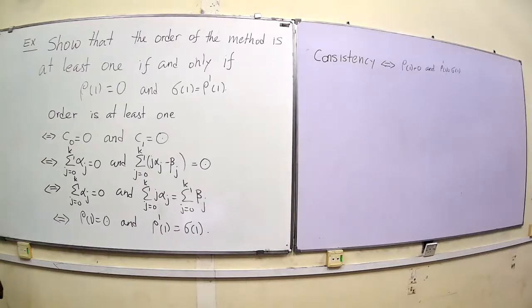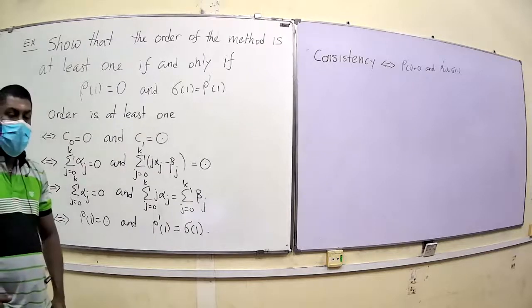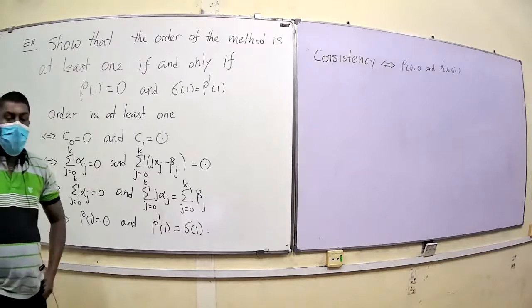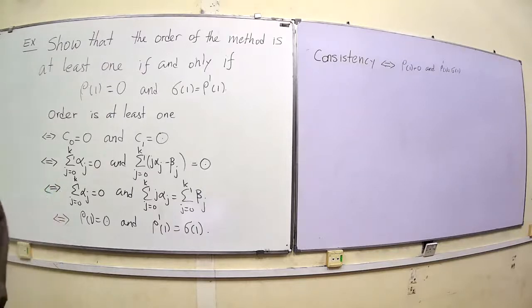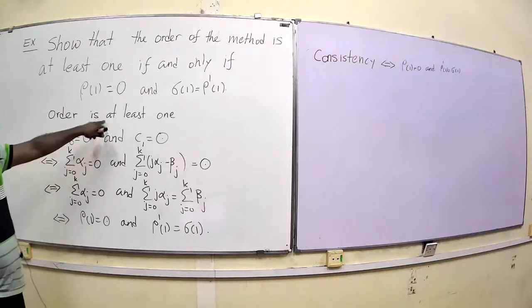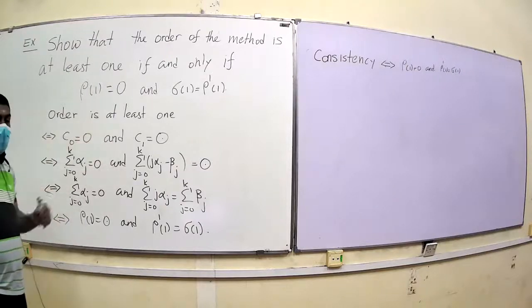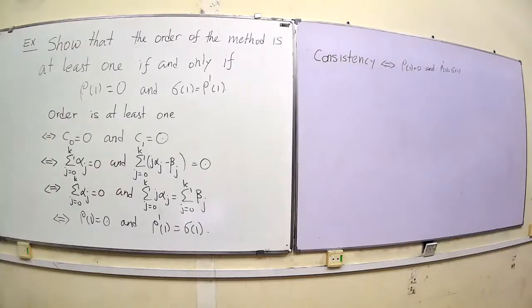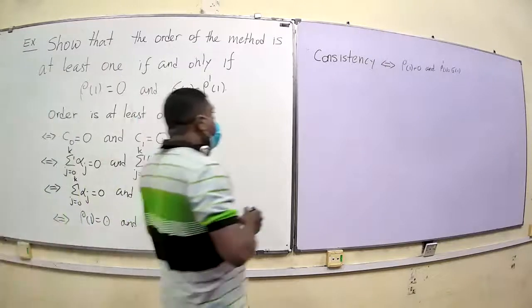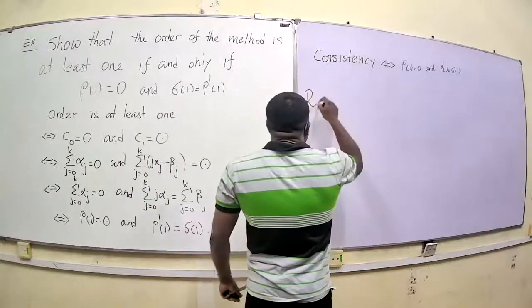So now we have a short way to check the consistency. Because there we proved consistency if and only if rho 1 is equal to 0 and sigma 1 is equal to rho prime 1. But here we say that the order is at least 1 if and only if rho 1 is 0 and rho prime 1 is equal to sigma 1. So that means consistency is equivalent to order being at least 1. So I will write that as a remark here.